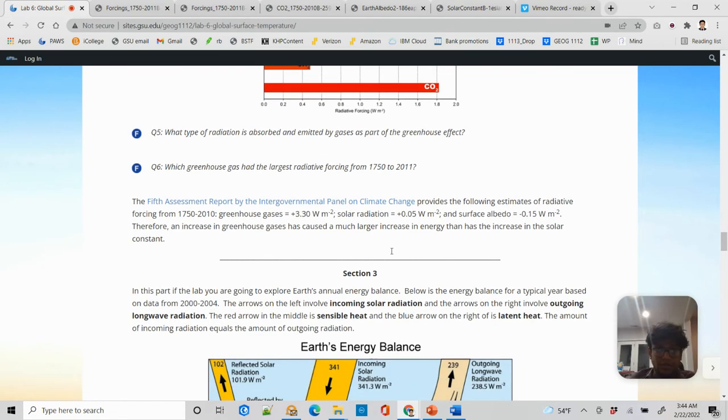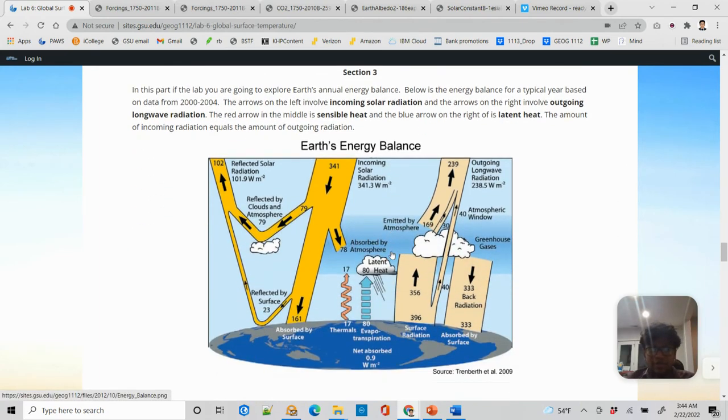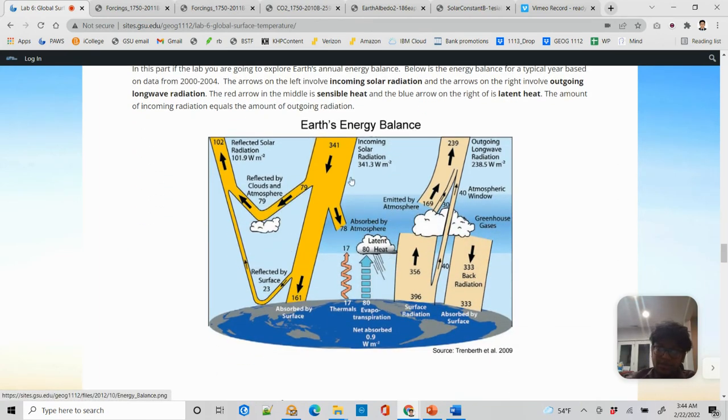You already know. Section 3 talked about the Earth's energy balance. I already discussed that in the presentation video. 341 is the incoming solar radiation. Among them, 161 is absorbed by the surface and 23 is reflected by the surface. And when it is coming, 78 is absorbed by the atmosphere, and 79 is reflected by the clouds and atmosphere, and the rest came back in here. So this was a pretty brief idea about that.